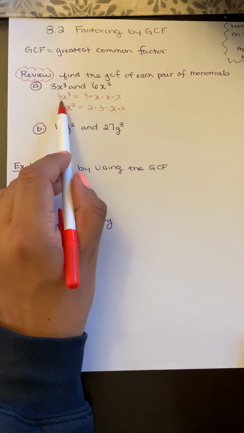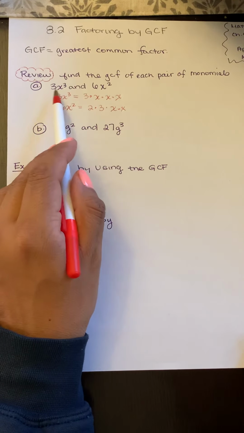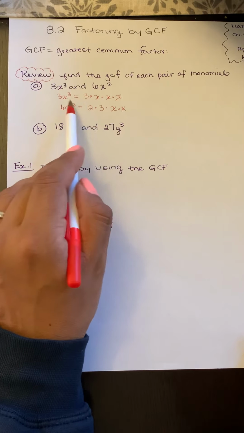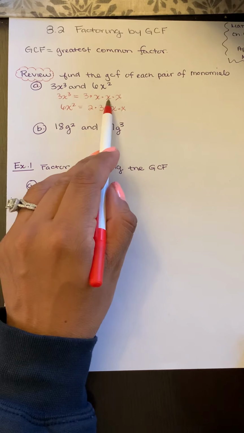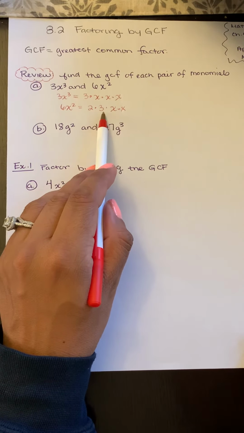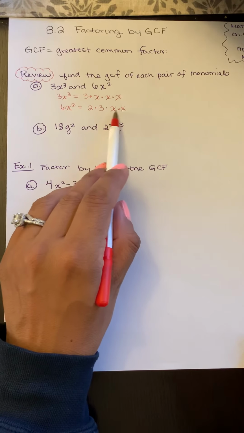So I went ahead and broke it down, and one way you can do this is 3. You can't break 3 down any further. X cubed says that we have 3 x's. 6, we can break down as 2 times 3. X squared says that we have 2 x's.